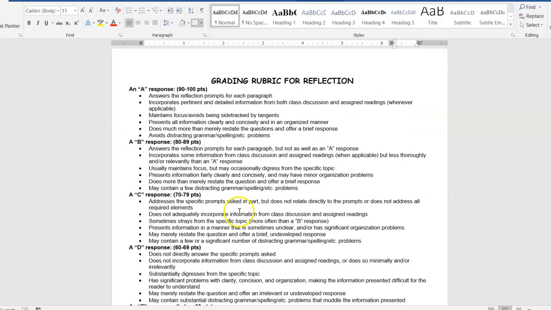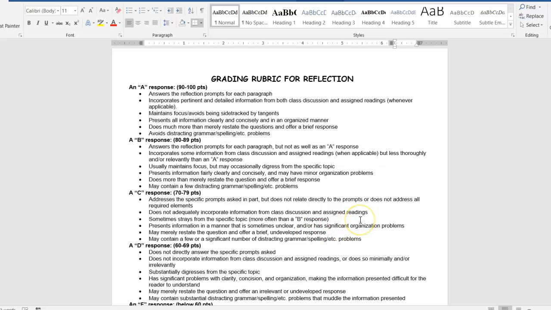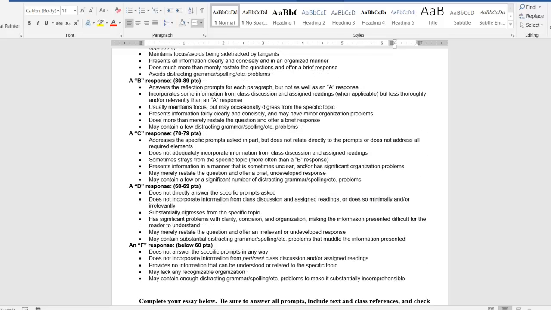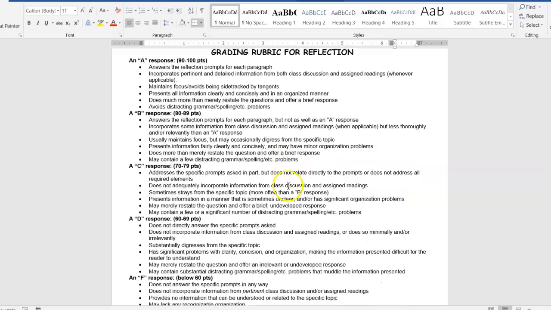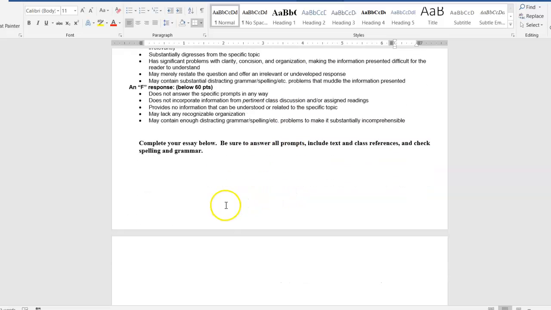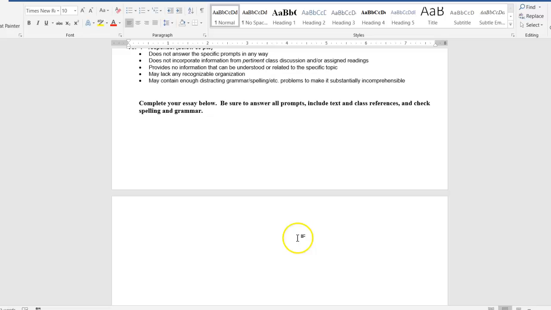Down below, I give you the grading rubric for how I will be grading your reflection. This is a holistic rubric that I'm going to utilize this time, and your scoring will fall in these areas here. What I want you to do is actually to complete your essay below. Be sure to answer all the prompts and include text and class references where necessary, and make sure you check for spelling and grammar. Take your time on this, answer completely, and good luck.